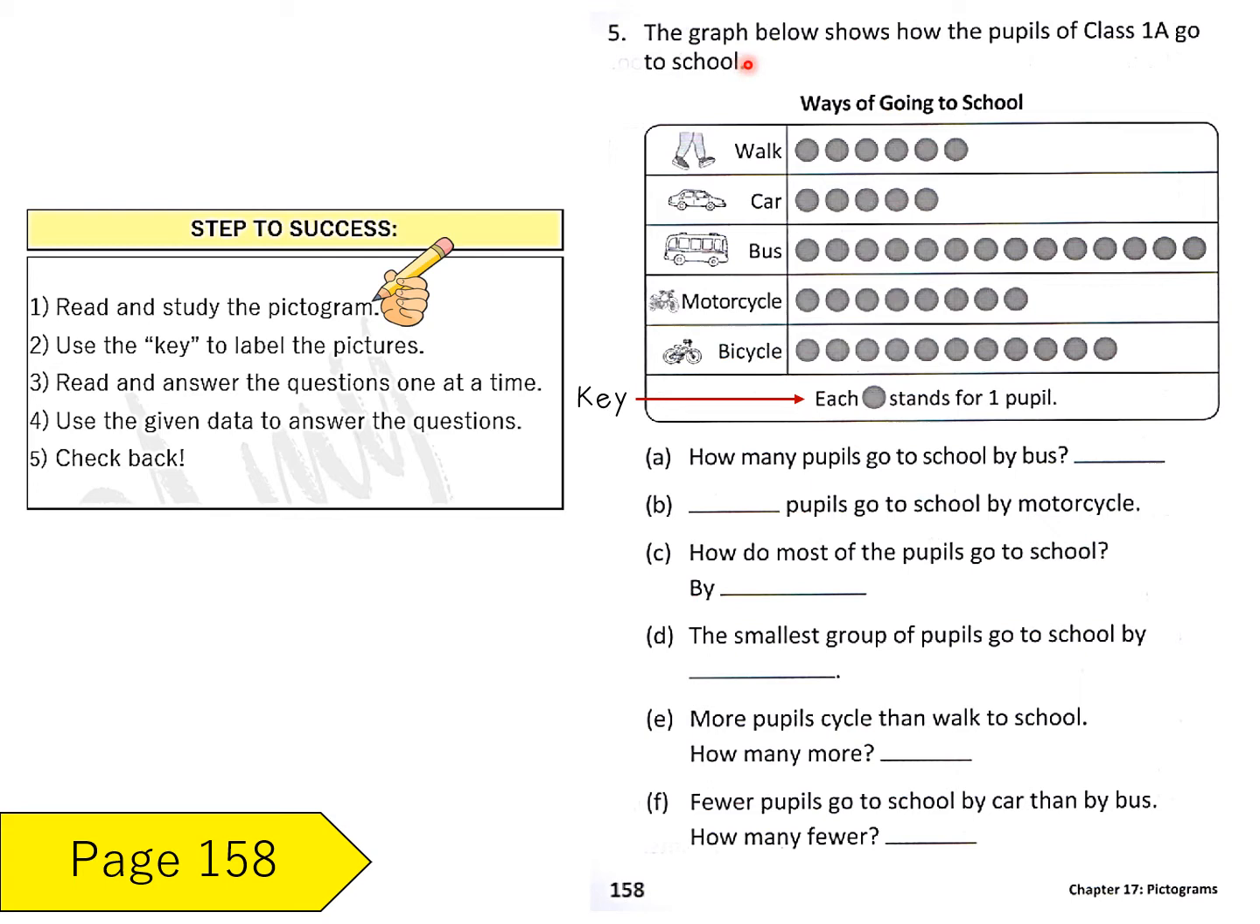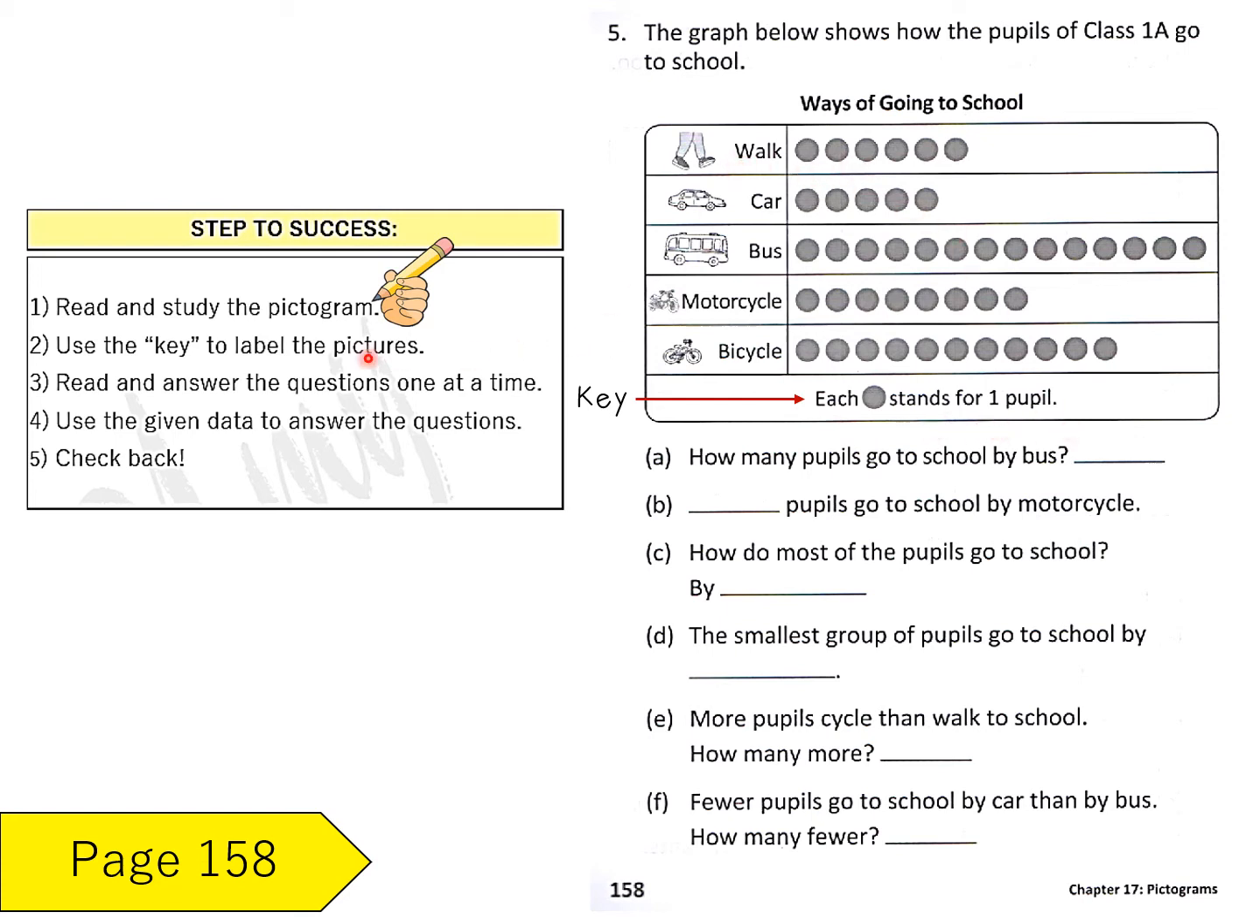Next page, 158. The graph below shows how the pupils of class 1A go to school. So they are walking, by car, by bus, motorcycle, and bicycle. So this is the key. This time we use circles. Each circle stands for 1 pupil.